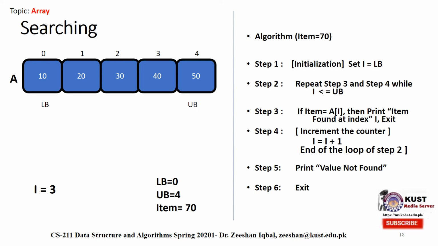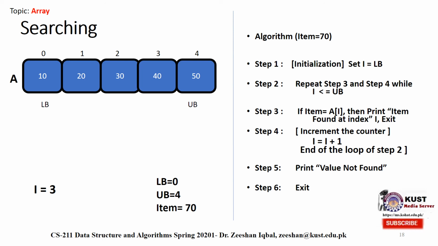After the execution of step 4, the control will move again to the while loop, checking the I value against the upper bound. 4 is less than or equal to 4, which is true. So we have to repeat steps 3 and 4 again. In step 3, we can see that 70 is equal to 50, which is false. So we will move towards step 4. In step 4, the value of I will be incremented again by 1, so the new value of I will be 5. Afterwards, the control will move towards step 2.